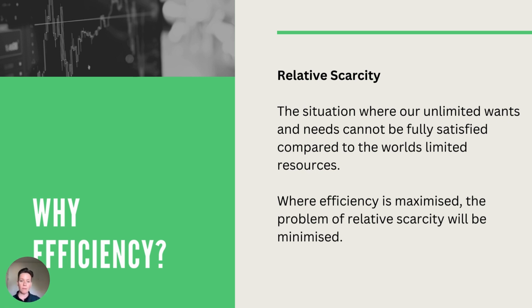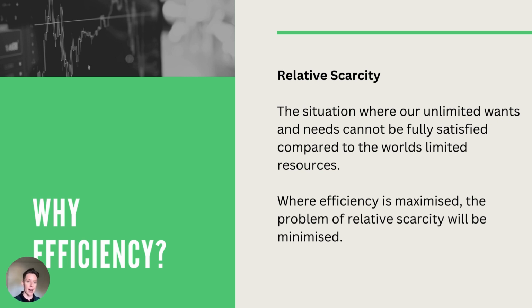So we go back to relative scarcity, and we know that's to do with a situation where our unlimited wants and needs cannot be fully satisfied compared to the world's limited resources. And where we can maximize efficiency, and it doesn't necessarily have to be any particular type, it can be thought about as all of them, the problem of relative scarcity should be minimized. And that really should encapsulate all four types of efficiency, which don't always agree with each other, right?